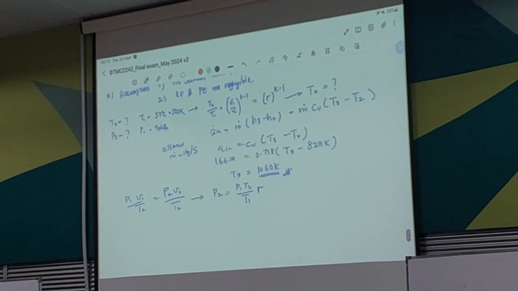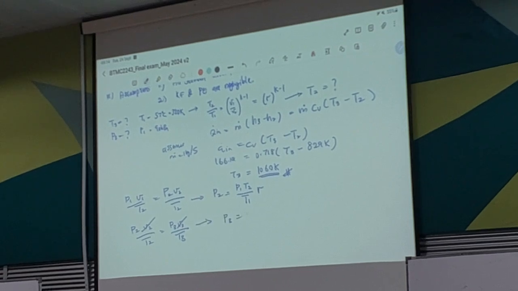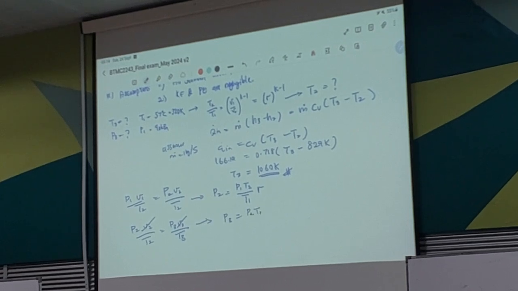Then once you found P2, repeat and do the same thing. This time these two can cancel off. Then you get P3 equals P2 times T3 over T2. So this should give you the answer as well. Then, yep, that's all.